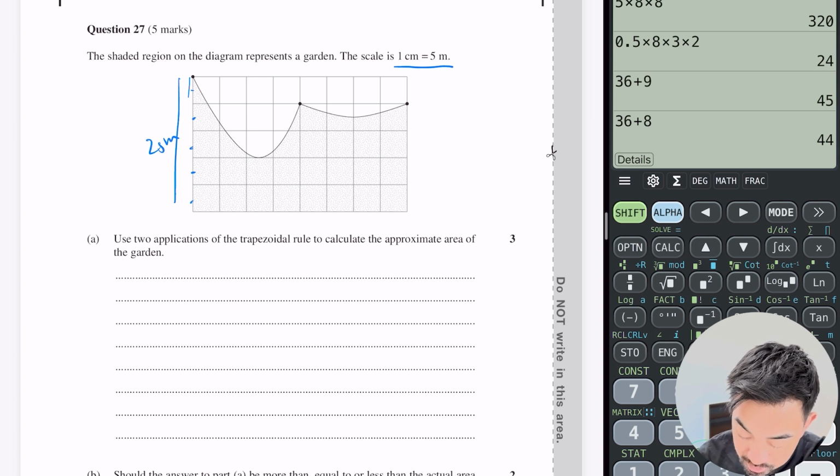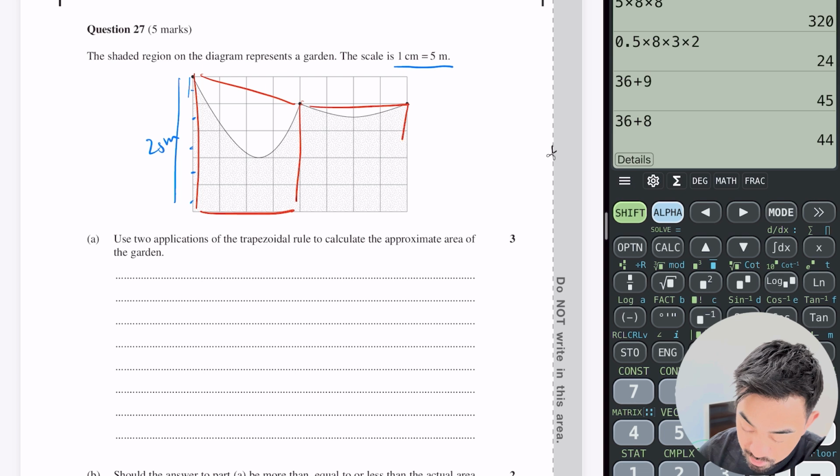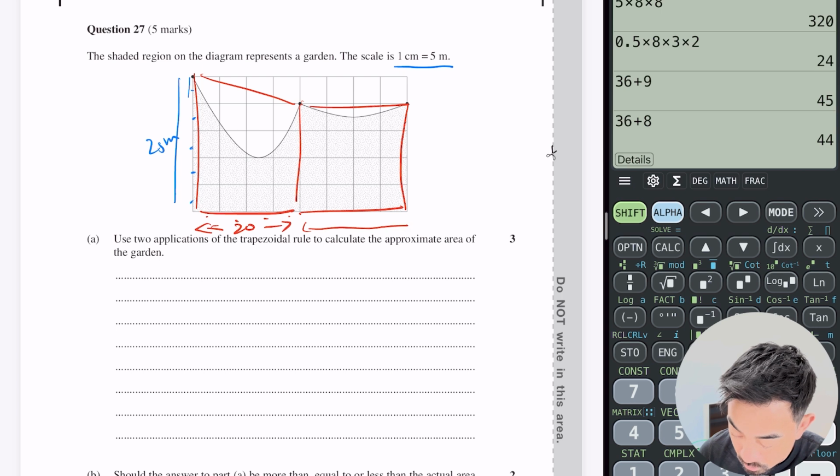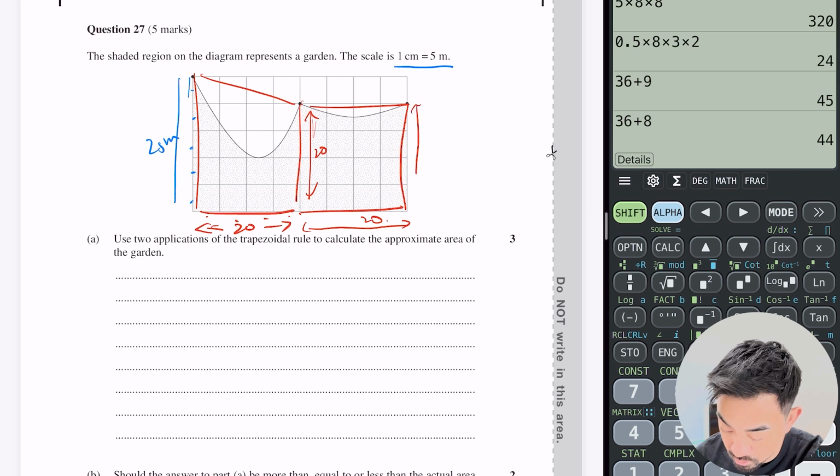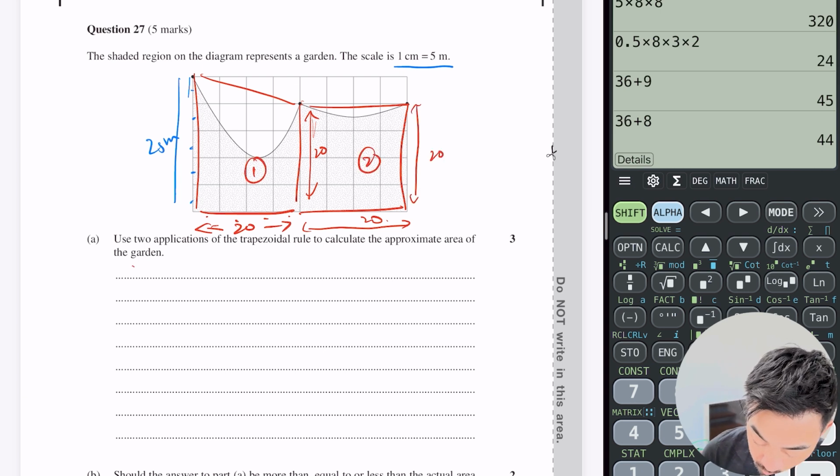You can see here, this is where the trapezoid is going to be, right? So like this, that's 1, and then that's 2. So what's this? 5, 10, 15, 20. So you got 20 this way, 20 this way. What's the height here? Once again, that's 20, because it's 4, and then this is also 20. So this is area 1, that's area 2.